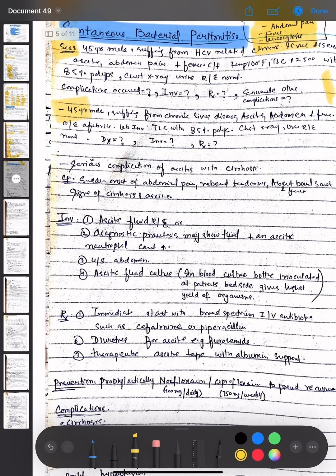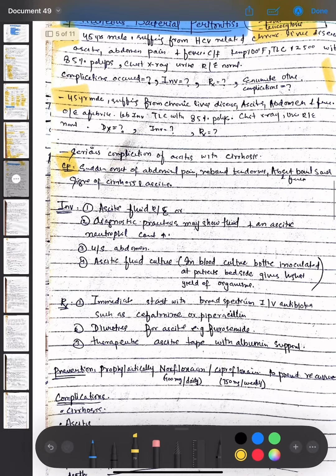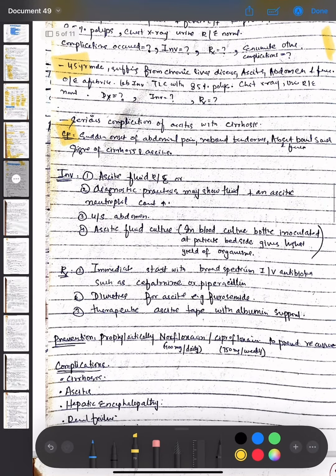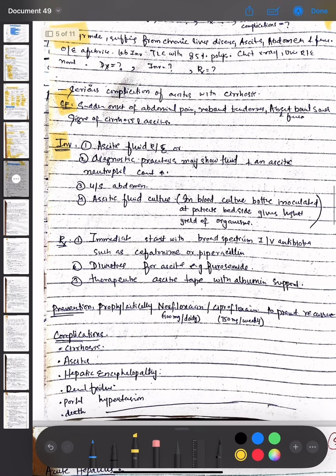It is a serious complication of ascites with cirrhosis. The clinical features of spontaneous bacterial peritonitis are sudden onset of abdominal pain, rebound tenderness, and absent bowel sounds, fever is present, and the signs of cirrhosis and ascites are there. The investigation options are: ascitic fluid RE, or diagnostic paracentesis, which may show an increased ascitic neutrophil count. Ultrasound abdomen and ascitic fluid culture.